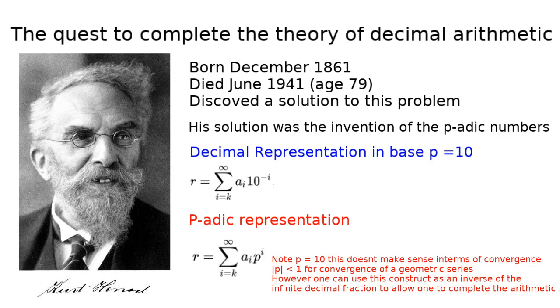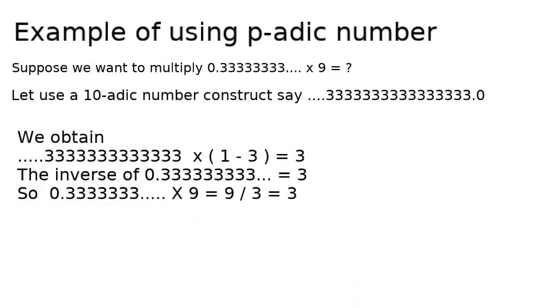So let's see an example of all this. Suppose we wanted to multiply 0.3333 going on forever and ever, and we weren't aware that 0.3333 was 1/3, and we wanted to multiply by 9. Well, how would we do it? The first thing that he came up with is, let us take a 10-adic number construction, say this number, where the actual decimal point has a finite number of terms on the right side, mainly just 0, indicating that there are no terms on that side for this particular example, and 3 goes on forever to the left of the decimal point.